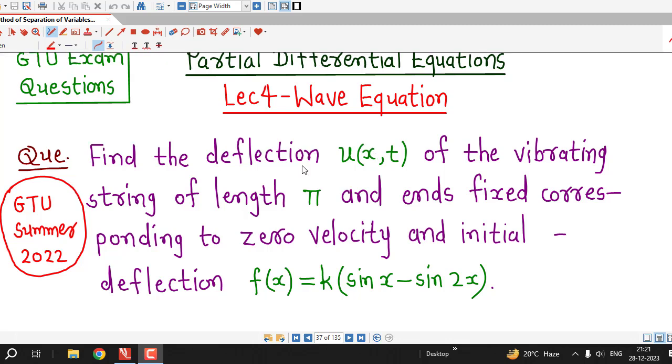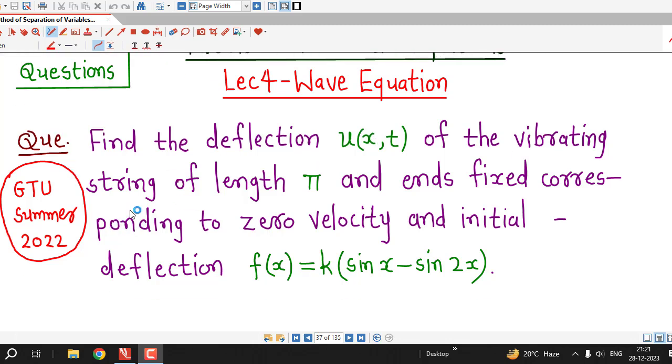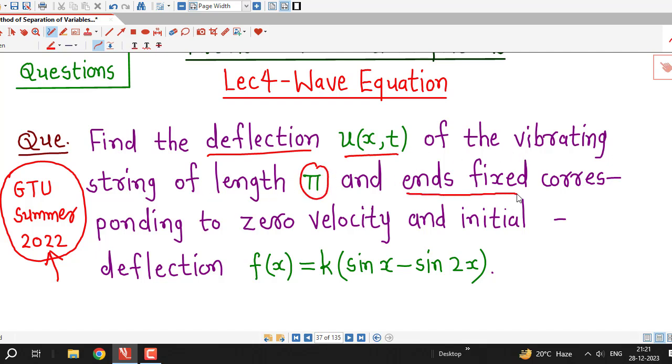In this lecture also we will discuss one question on the solution of one-dimensional wave equation which was asked in GTU Summer 2022 exam. The question is, find the deflection u(x,t) of the vibrating string of length pi and ends fixed corresponding to 0 velocity and initial deflection given by f(x) equal to k times (sin x minus sin 2x).